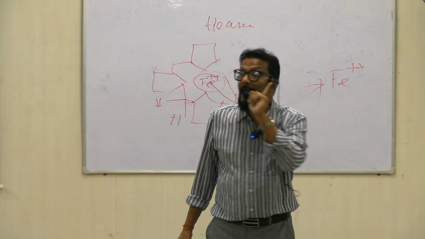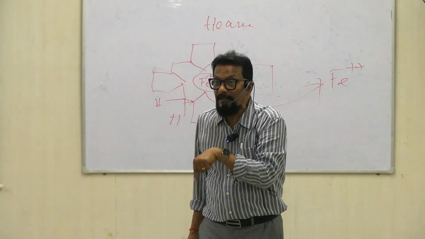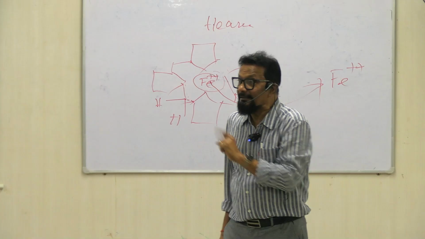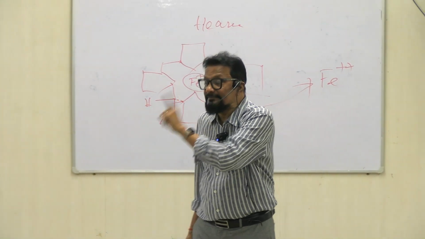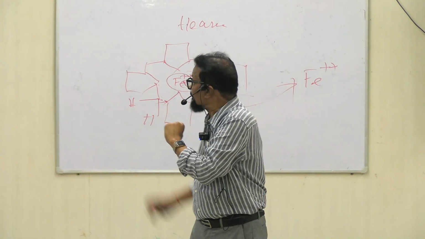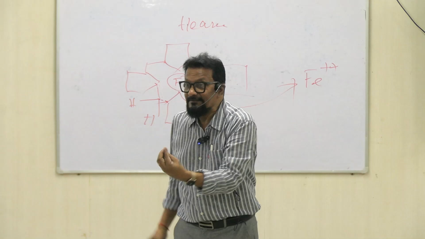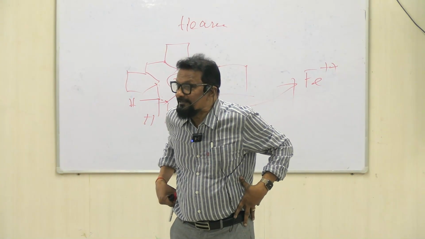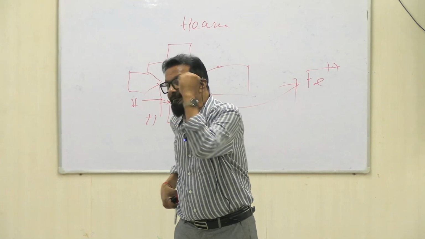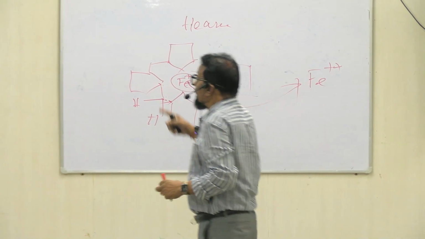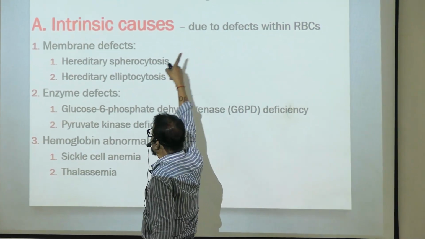Because the superoxide anions can damage the RBC cell membrane, and this is prevented by NADPH. This hydrogen is actually derived from this enzyme, glucose 6-phosphate dehydrogenase. So if this is absent, the cell will not be able to protect itself from superoxide anions. Under oxidative stress, the cell will die. So absence of this may cause hemolysis.